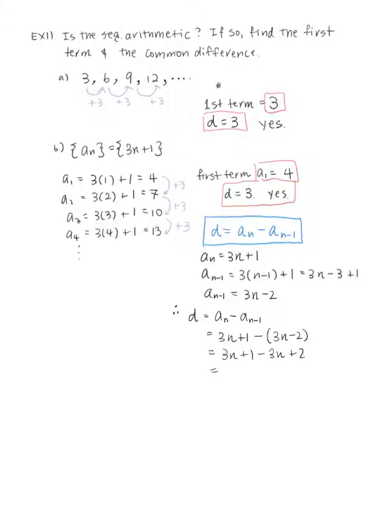And the 3n is going to cancel each other out. So what we're going to get is 3, as we expected. Okay, let's do another example.